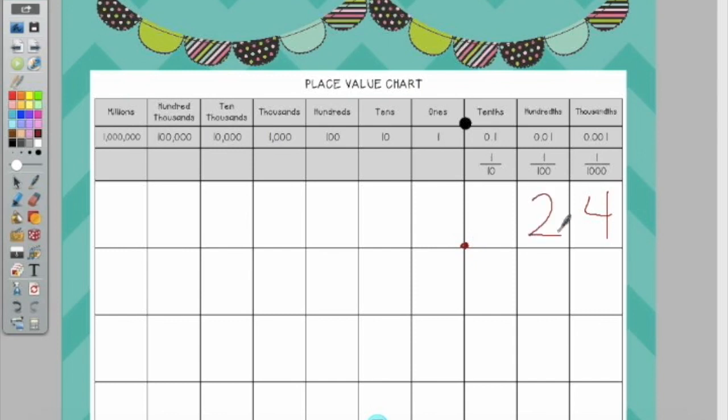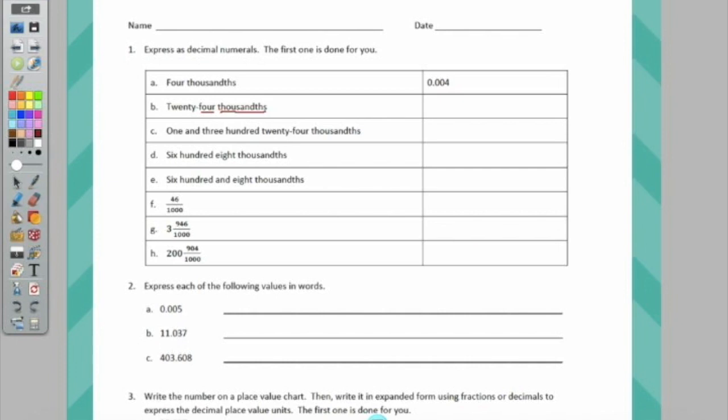Then make it 24. What do I need to fill in with? 0. You agree? 24 thousandths? Okay, that's what we're doing.